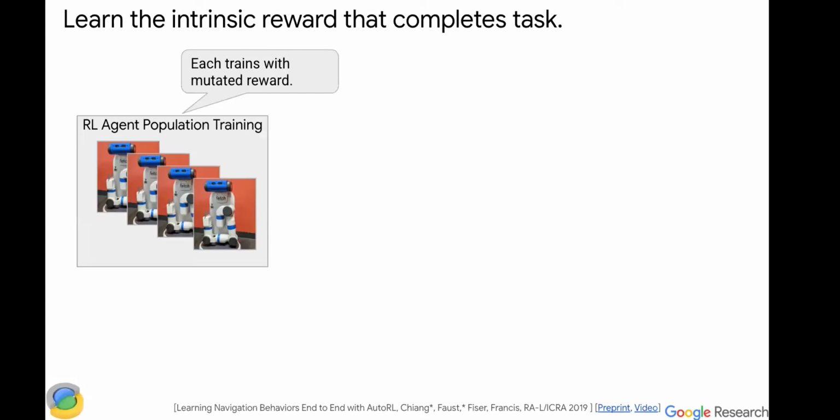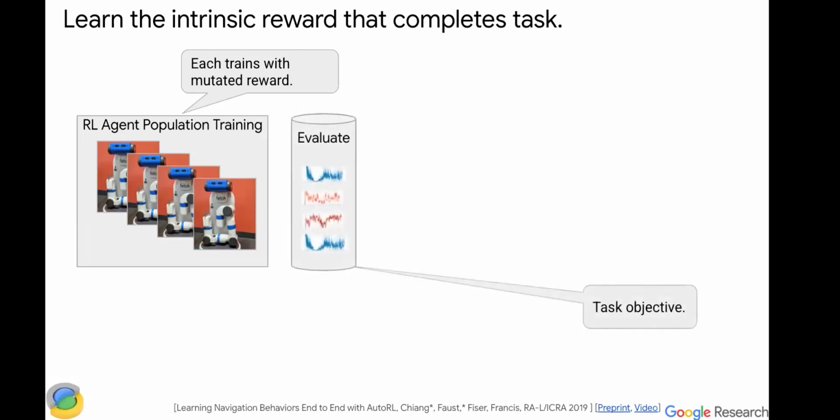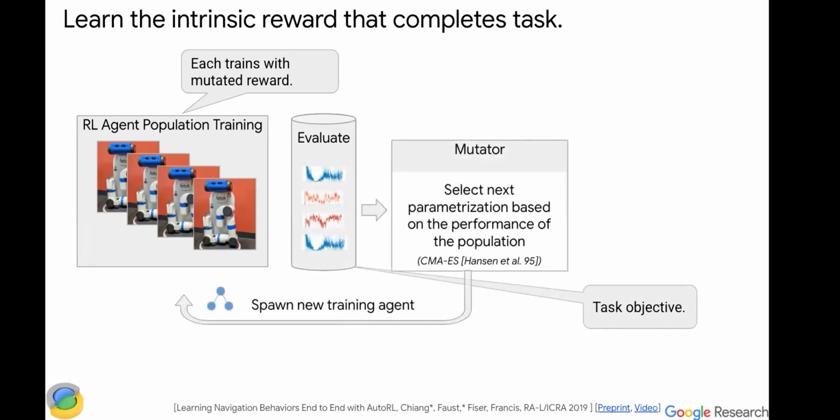And we start with a population of agents, and everybody gets a randomly initialized reward. We train them, and we evaluate them against the task objective, which is whether you got there or didn't get there. We do a mutator. In this case, we use Bayesian optimization. In this case, it was evolutionary search.